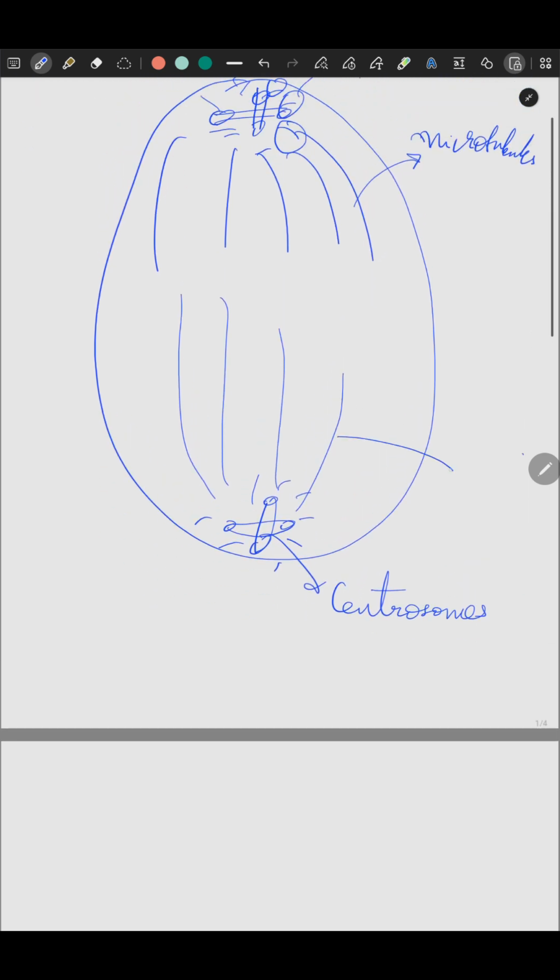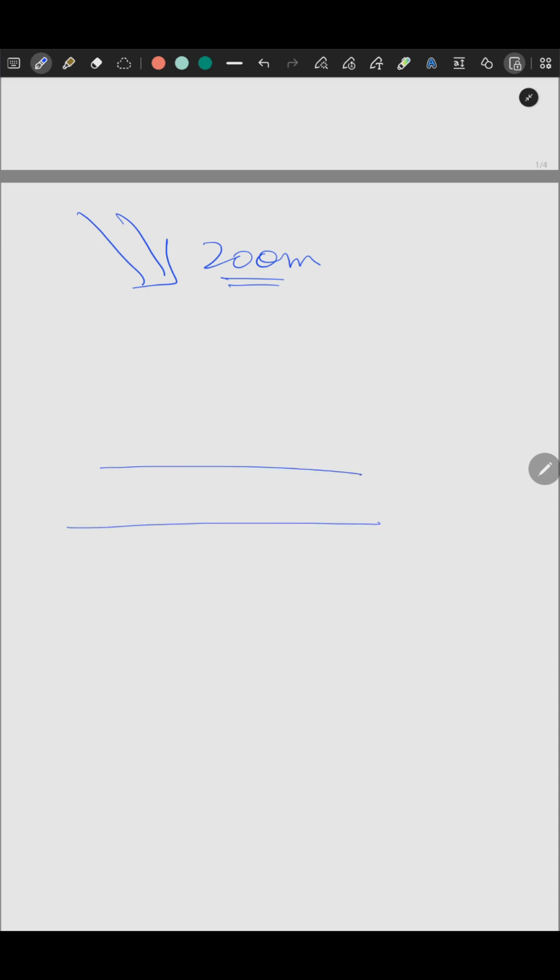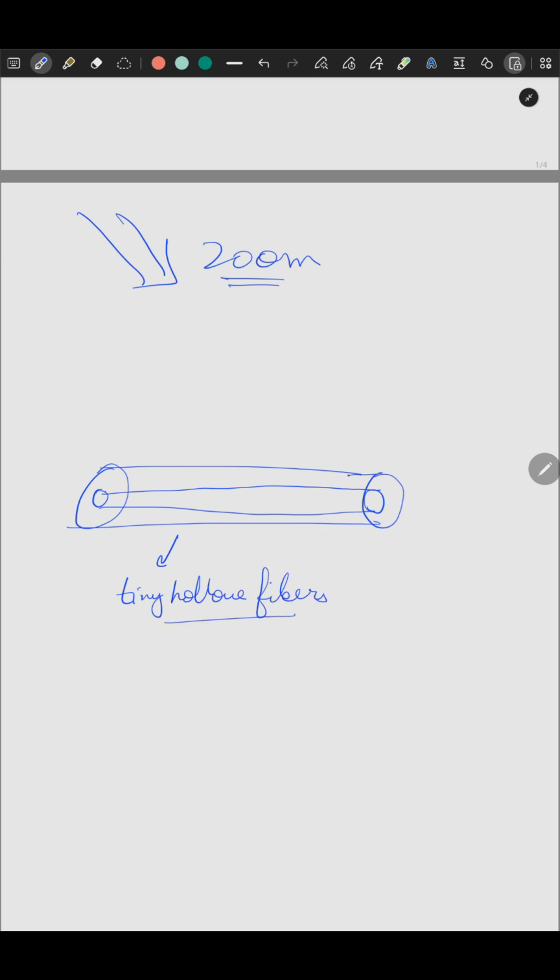Let me zoom in on a microtubule. For example, see, this is a cylinder, and inside it is hollow, meaning it doesn't have anything in it. They are tiny. It is made up of tiny hollow fibers, which are further made up of a protein. We call it tubulin.